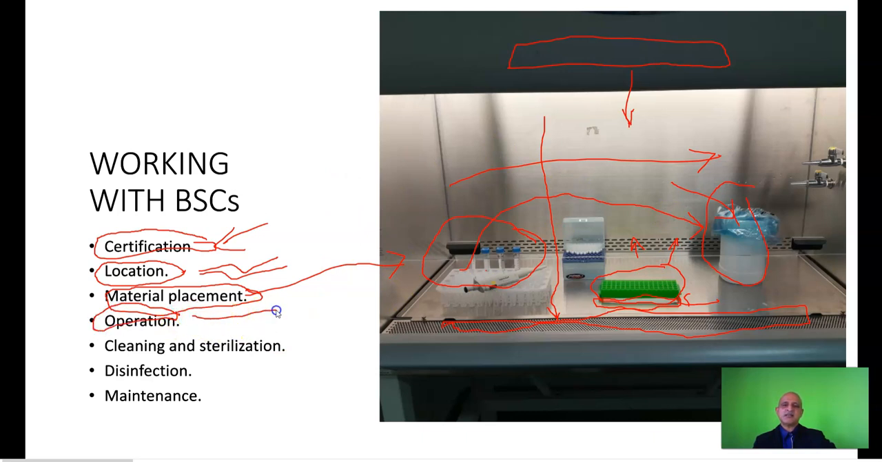For instance, in my facility, I may have a procedure for decontamination prior to use using ultraviolet light for a duration of 20 minutes, followed by a surface wipe down and a decontamination post usage. And this is stated in the cleaning and sterilization standard operating procedures which accompany this BSC. Finally, there are specific protocols for disinfection in case of a large spill.